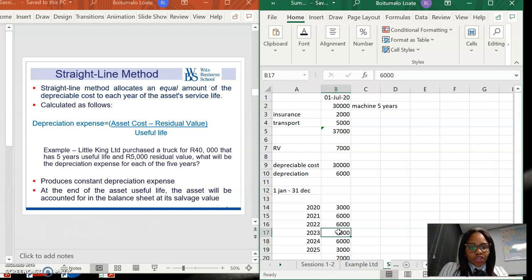Little King, you purchased a truck for 40,000 and the truck has a 5-year useful life and a 5,000 residual value. What will be the depreciation expense each year? What you start off with to calculate the depreciable cost is you need to take into consideration this initial cost of 40,000, subtract your 5,000 residual value. My depreciable cost in this instance, in this Little King example, will only be 35,000 and not 45,000.